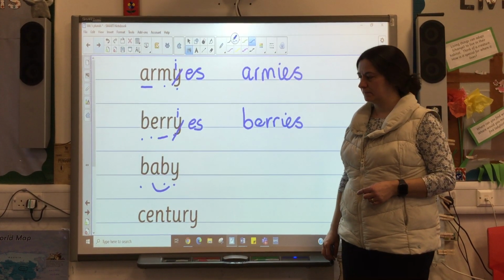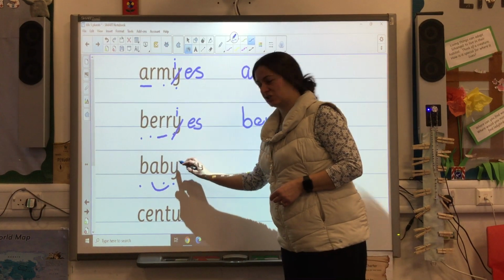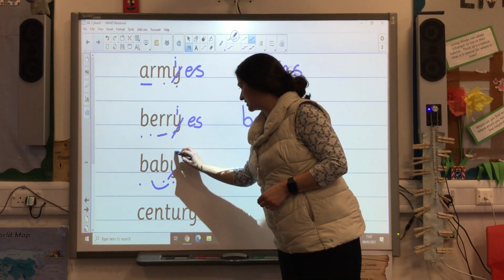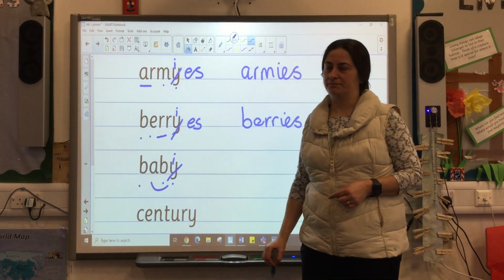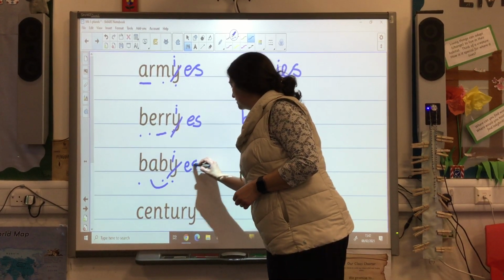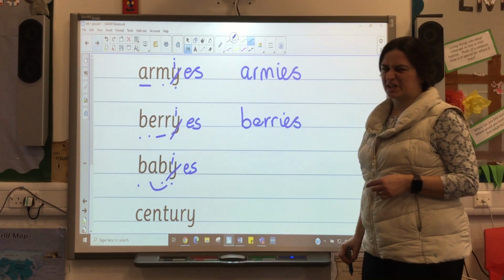Have a look at the next word, segment and blend. Baby. What do we need to do? Yes, change that to an I. And then what are we adding? ES. Is that easy to read? No, write it again.